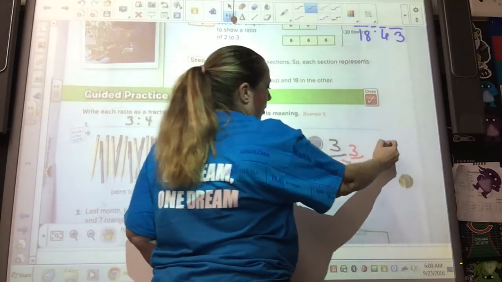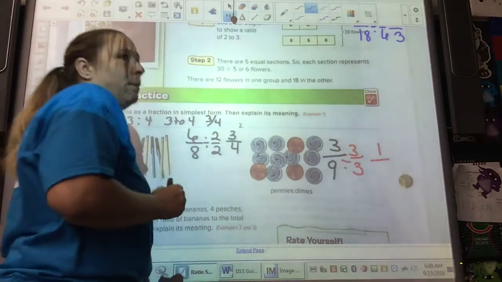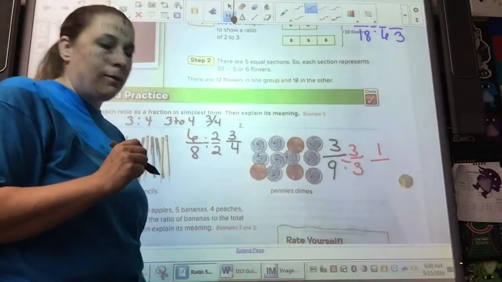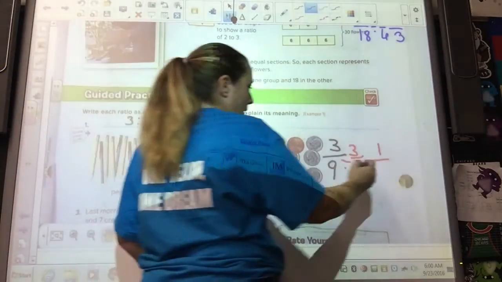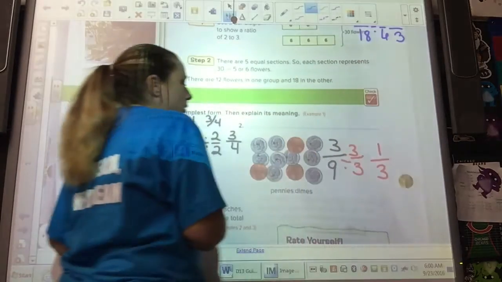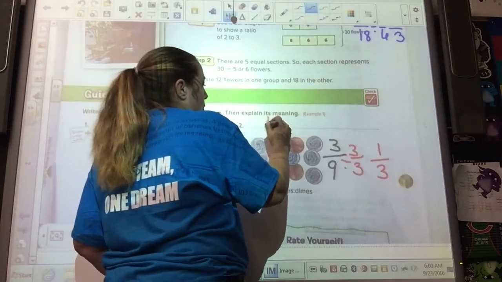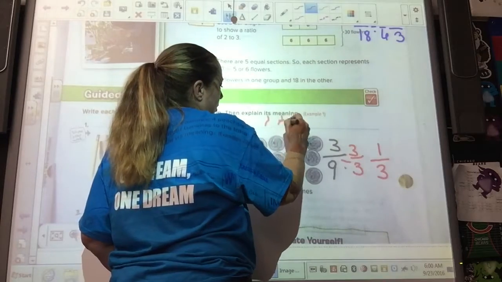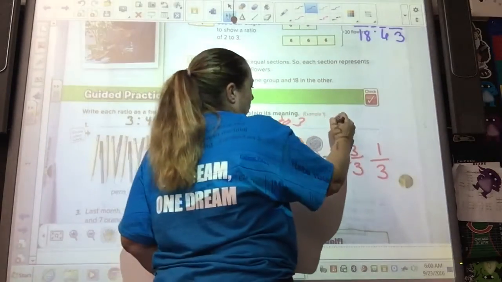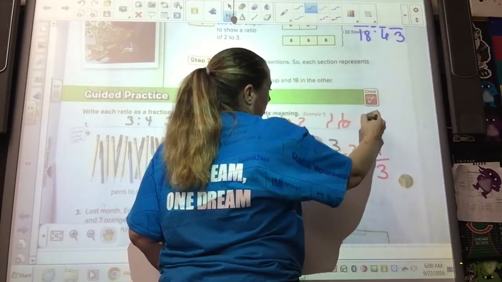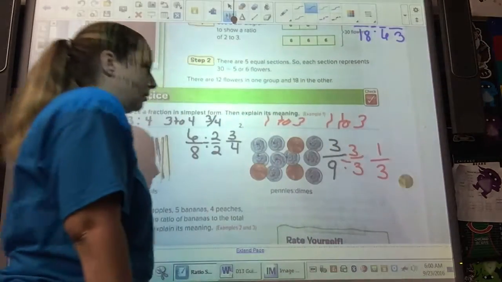Any number divided by itself is always 1. How many 3s can go into 9? If you have 9, how many 3s can you give away? 3 of them. So your ratio of pennies to dimes is 1, 2, 3. Look how crooked my board is. I don't know what's going on. 1, look at that, it just keeps writing sideways. 1 to 3.